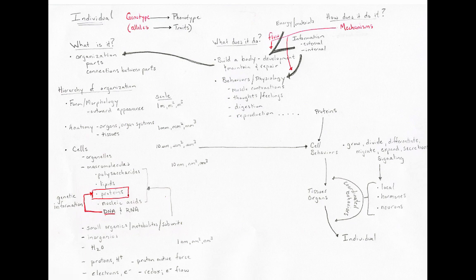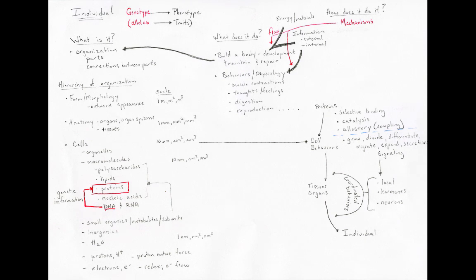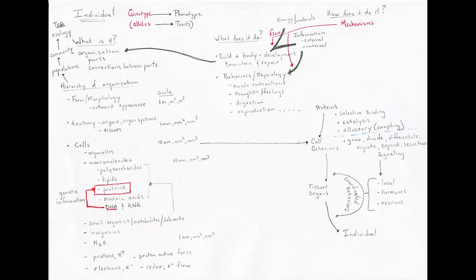Well, there's a diversity of proteins doing all kinds of specific things, but there are really three basic things that proteins do. One is selective binding. A second is catalysis, catalyzing chemical reactions, and a third is allostery. I'll give an example in a sec, but I just want to come back over here and have us recognize that this hierarchy continues up.